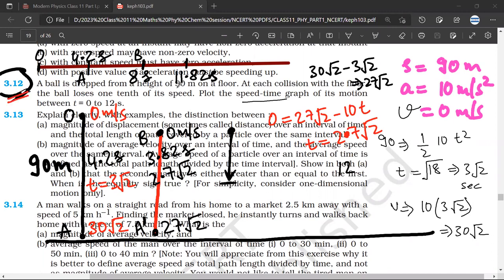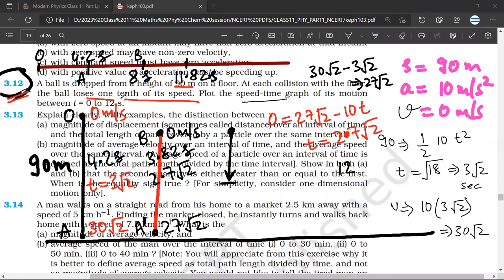A ball is dropped from a height of 90 meters on a floor. At each collision with the floor, the ball loses 1/10 of its speed. Plot the speed-time graph of the motion between time t equals 0 to 12 seconds. Have you understood the question, Avantika? Yeah, almost to some point.